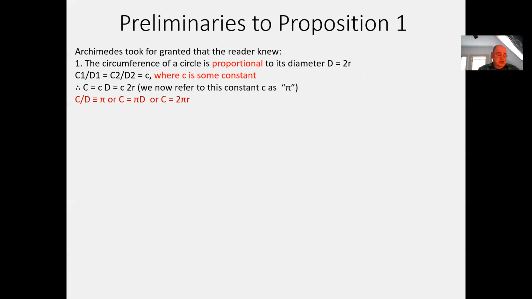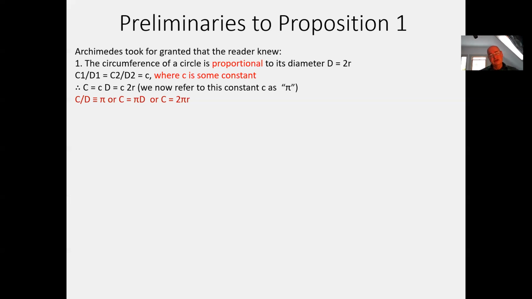In the work, he just begins stating things and proving things, and he does assume that the reader knows from Euclid that the circumference of a circle is proportional to the diameter. Given any two circles, the circumference to its diameter is the same as the circumference of the other circle to its diameter. And that constant of proportionality, as we now call it, is pi. So, turning a proportion into an equation, the circumference is equal to this constant of proportionality times the diameter.